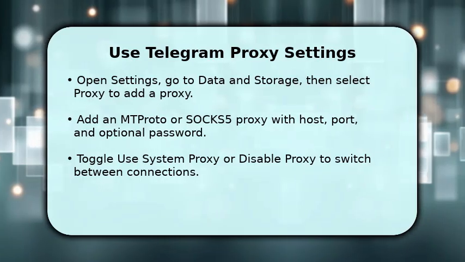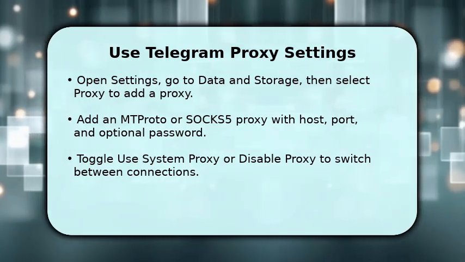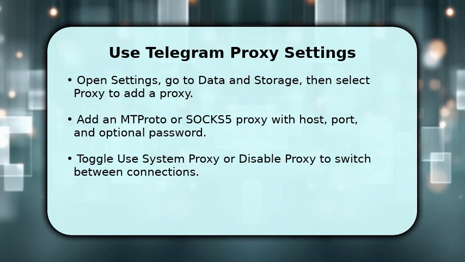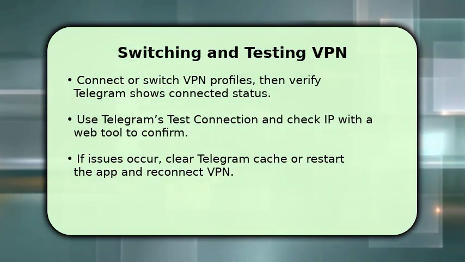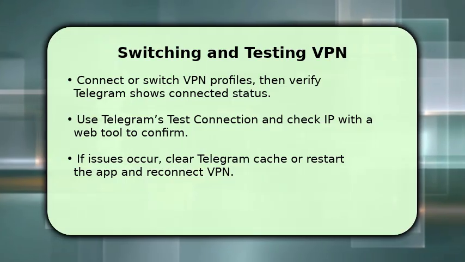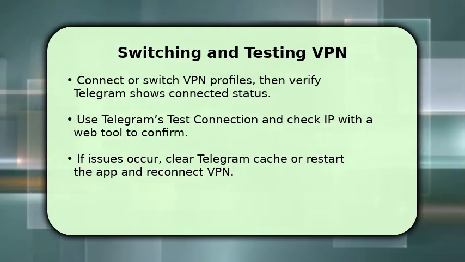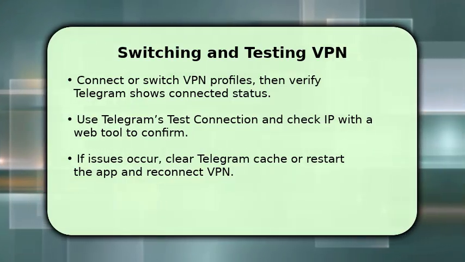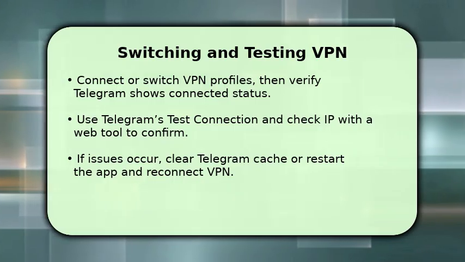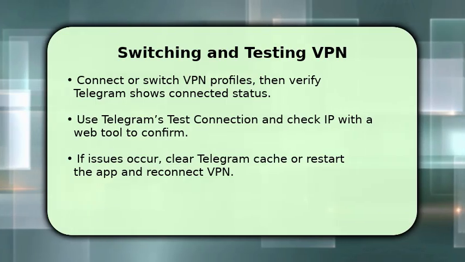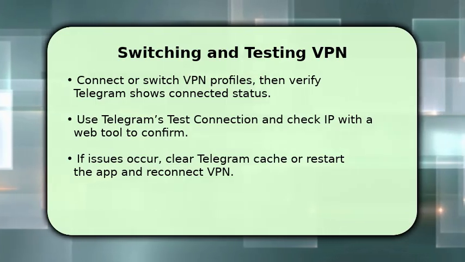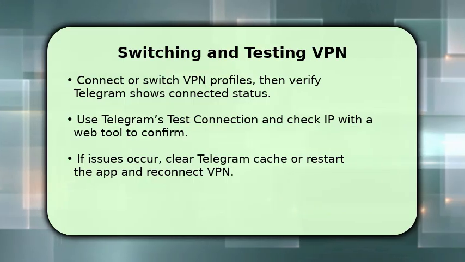If you prefer the VPN app, toggle Use System Proxy off and rely on the VPN connection instead. To switch, open your VPN app and choose a different profile or server location before connecting. Then return to Telegram and confirm the app shows a connected proxy or normal connected status. Use Telegram's test connection in Settings and open a web IP check to confirm your visible IP changed.